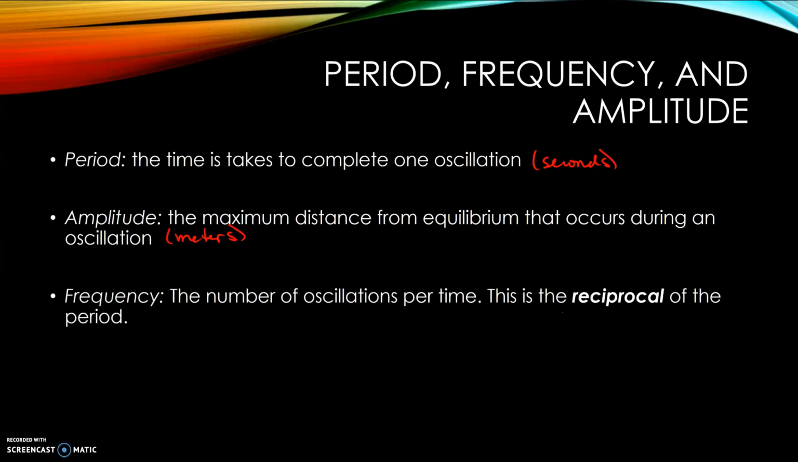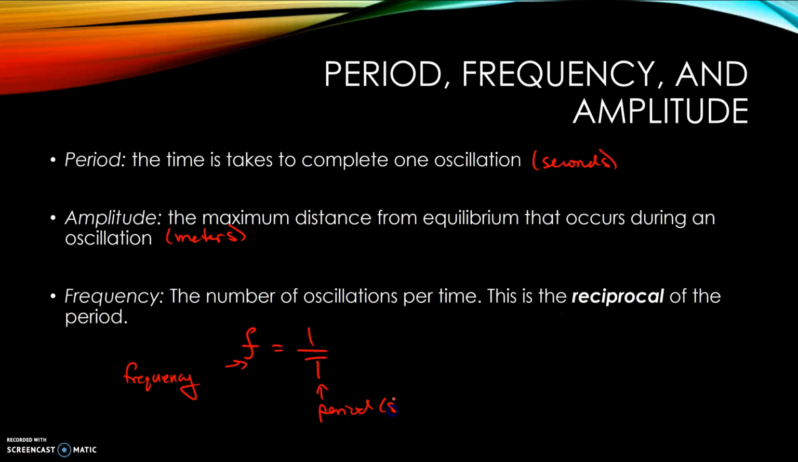And then we have frequency, and this one's a little bit trickier. It's related to the period. Whereas the period tells you the time it takes to complete one oscillation, which is in seconds, the frequency says how many oscillations you're going to make per unit time. This is the reciprocal of the period. So the frequency, which we'll abbreviate as f, is going to be 1 over the period, T. Very often we use a big T for period.